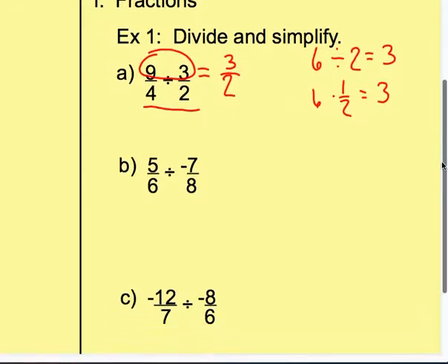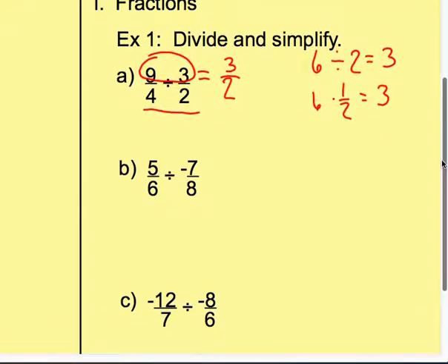A little phrase that I use to try and help you remember multiply by the reciprocal is copy, dot, flip. That means copy the first fraction exactly as you see it, dot for multiplication, and flip the second fraction. So again, that phrase is copy, dot, flip.